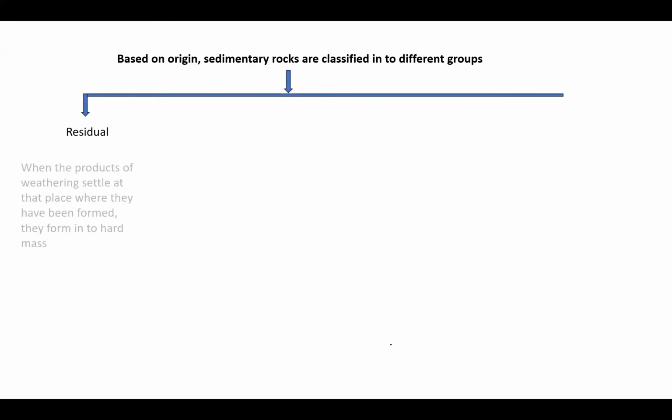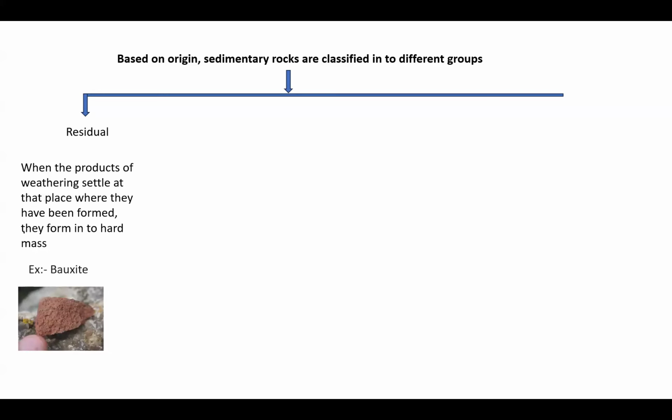What are those? Residual. Residual is nothing but when the product of the weathered sediments, just like in the previous example, at the place where they have been formed, they form into a hard mass. So they have weathered, but there is no transportation. Whatever leftover products are there, those are called the residual sedimentary rocks. An example for that is your bauxite. Bauxite is the best example.